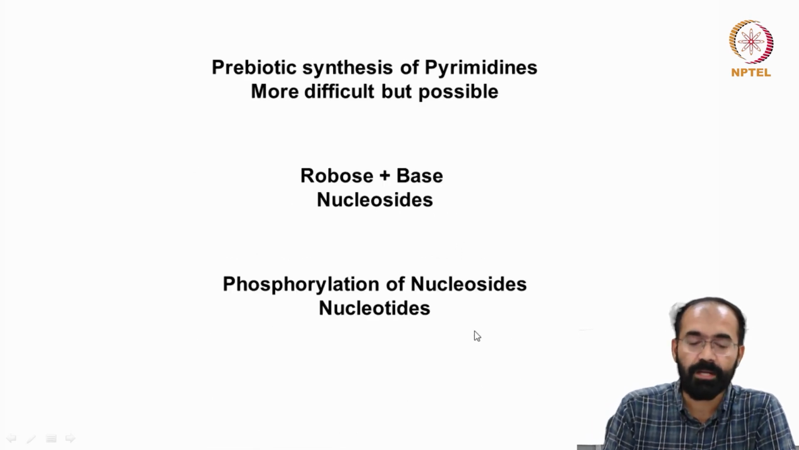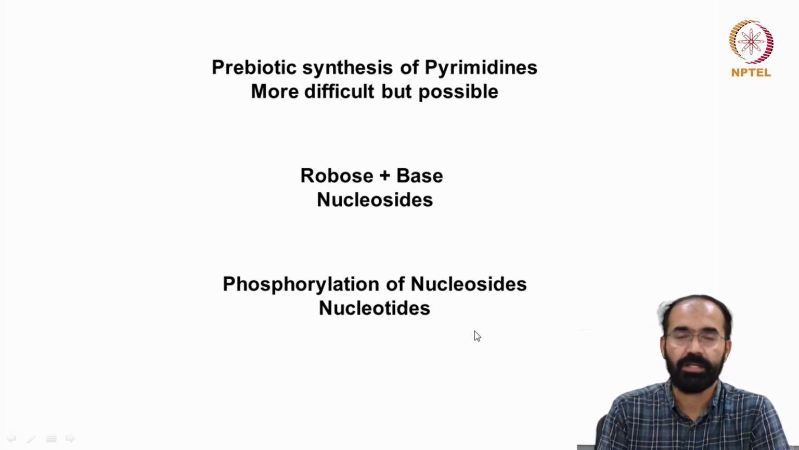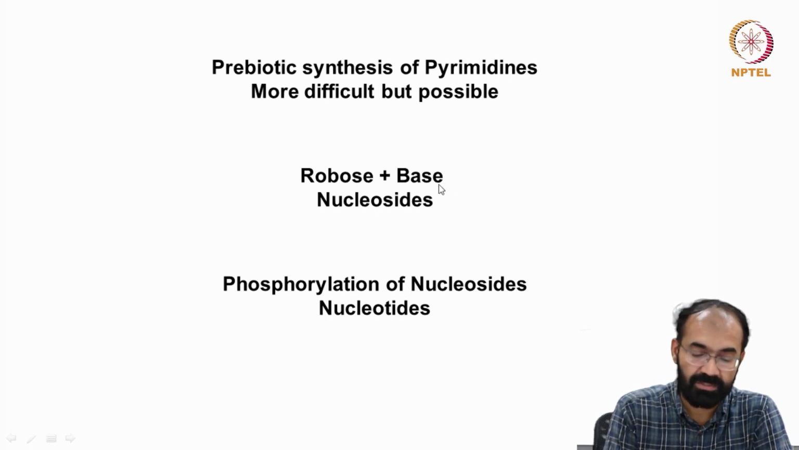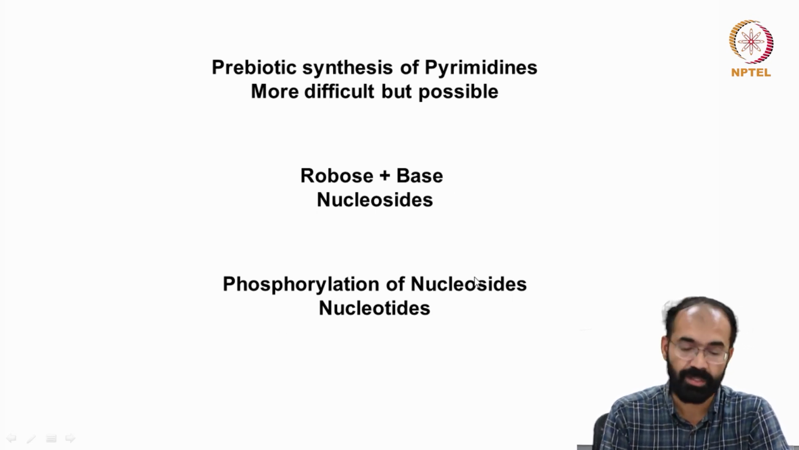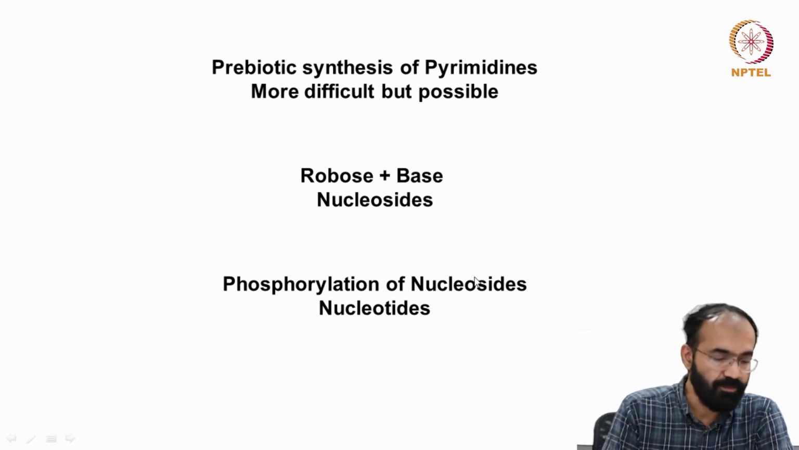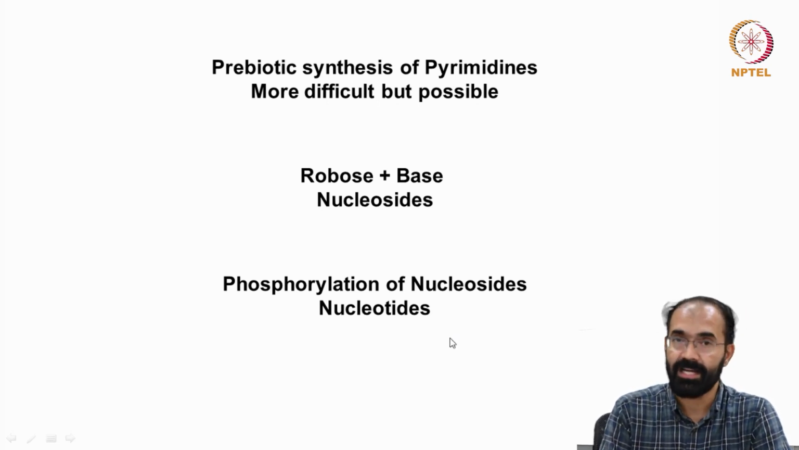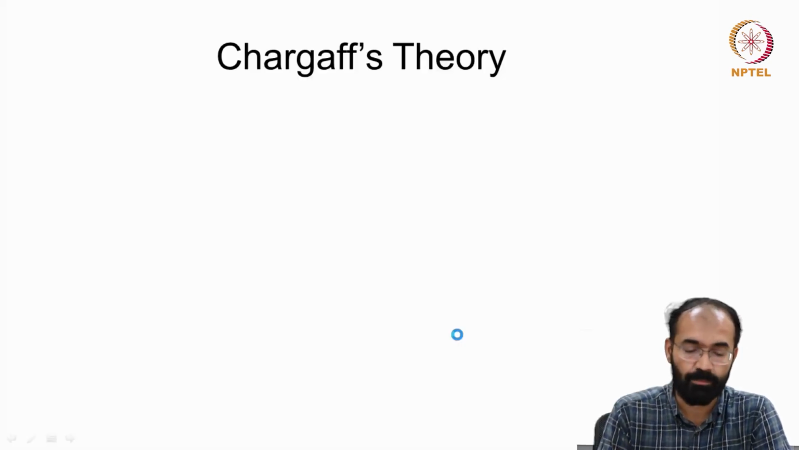Now, if you think about the prebiotic synthesis of pyrimidines, it is a little more difficult than purines, but it is definitely possible. And the ribose and the base can combine to give rise to a nucleoside, and the phosphorylation of these nucleosides gives rise to nucleotides. So what are we proving here? We are proving that we can easily have all the monomers of the RNA, which can assemble together and eventually become an RNA molecule.